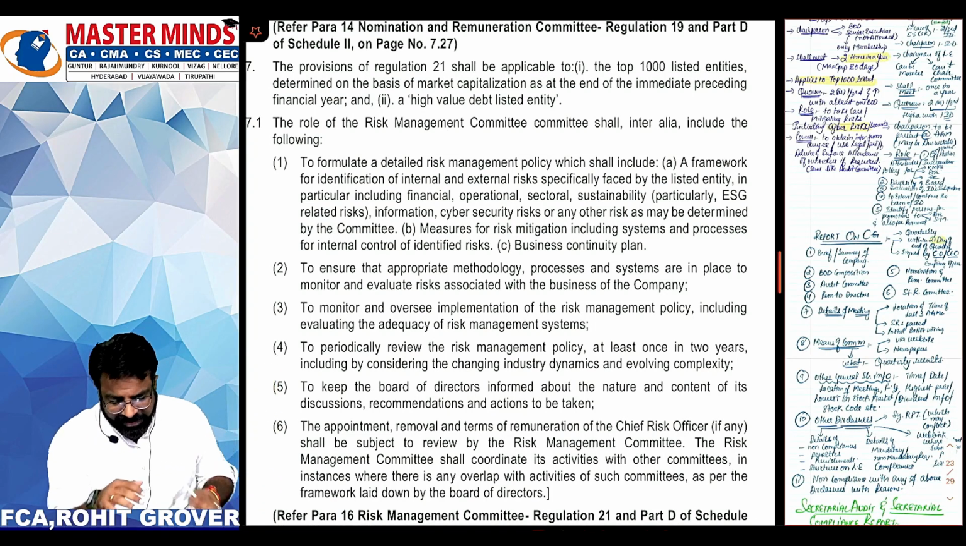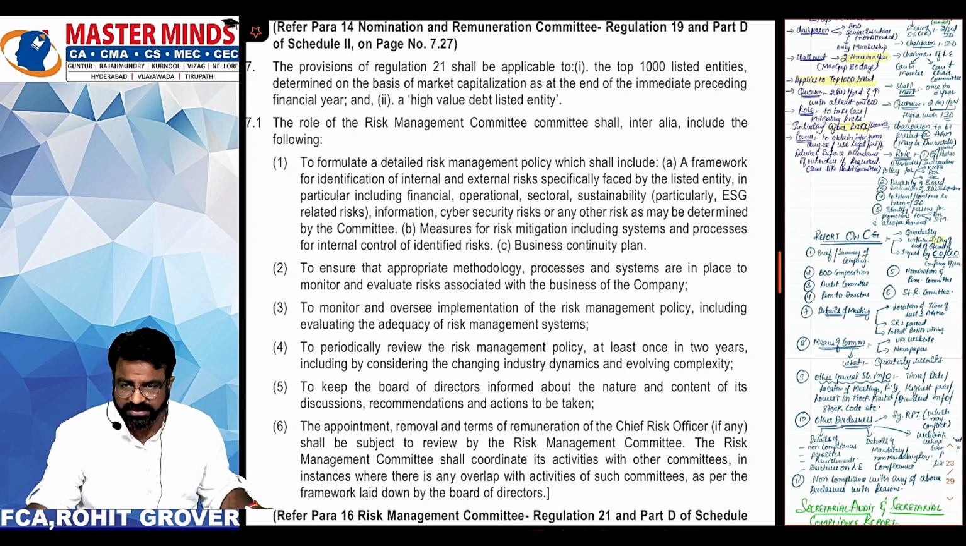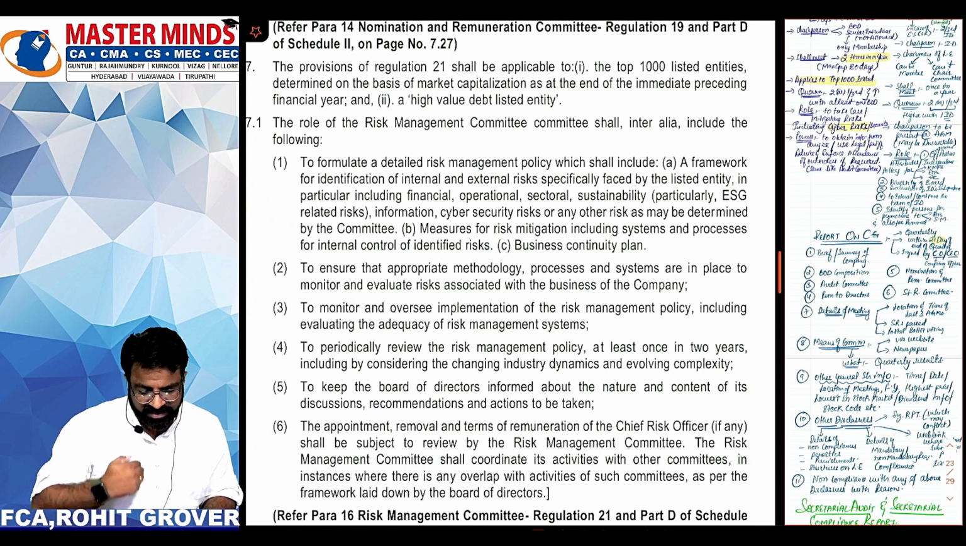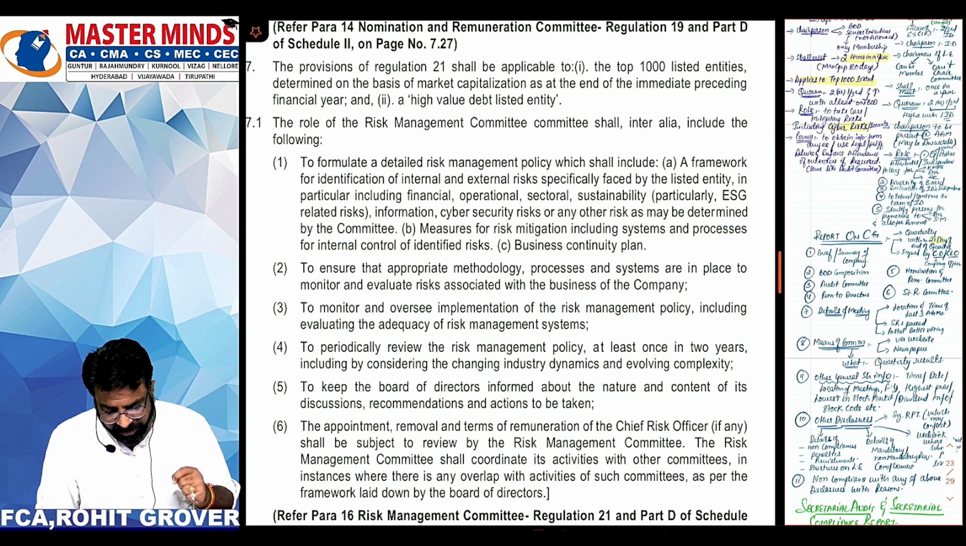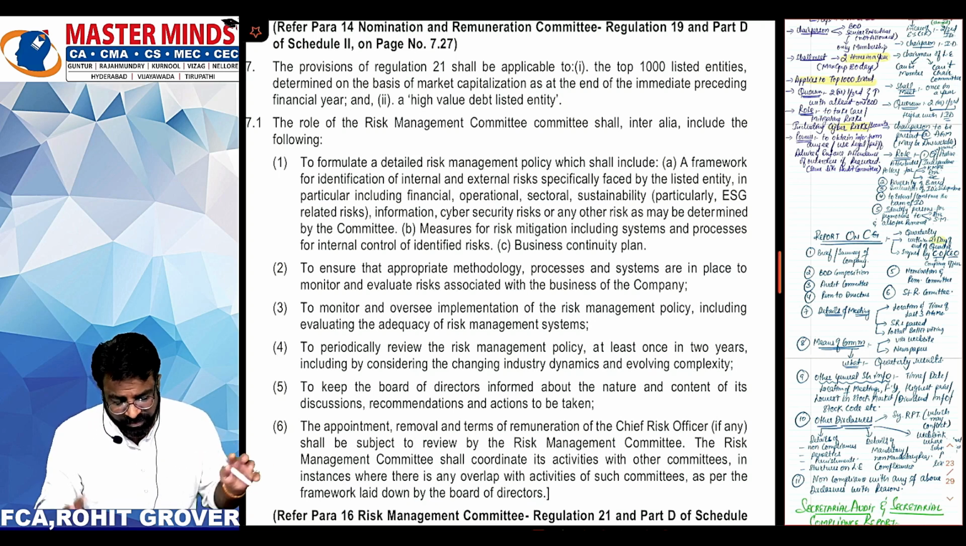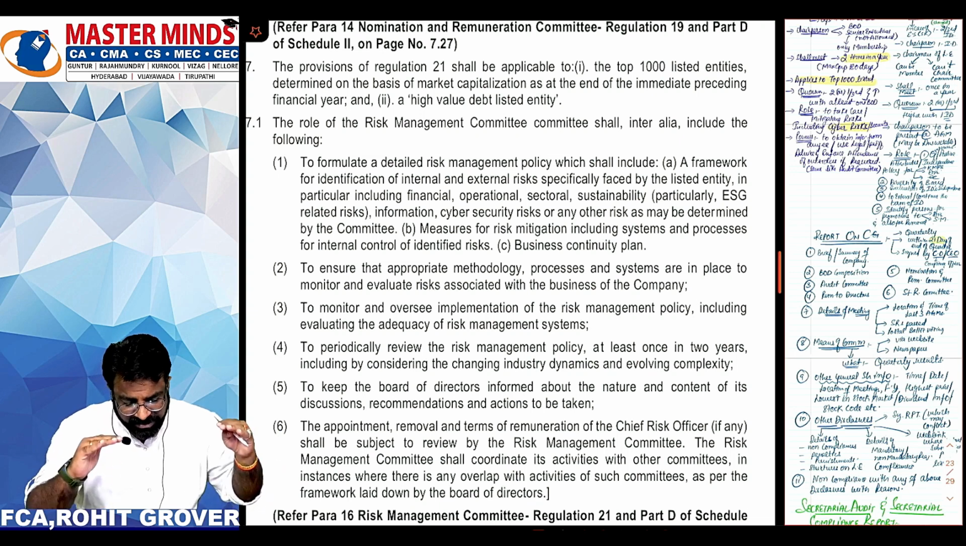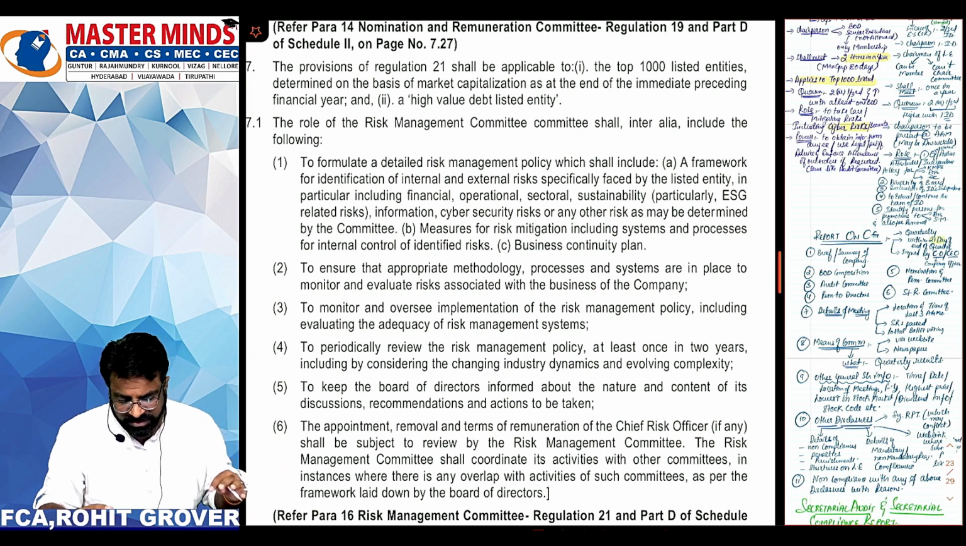To formulate a detailed risk management policy, which shall include the framework for identification of internal as well as external risks specifically faced by the listed entities, in particular including the financial, operational, sectoral, sustainability, particularly ESG related risk, information, cyber security we have already added, and any other risk as may be determined by what? Committee. So first we will be having a framework to identify our risk. Measures for risk mitigation, including system and procedures of internal control system for identified risk, and business continuity plan.